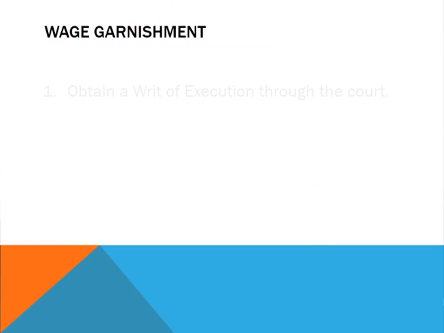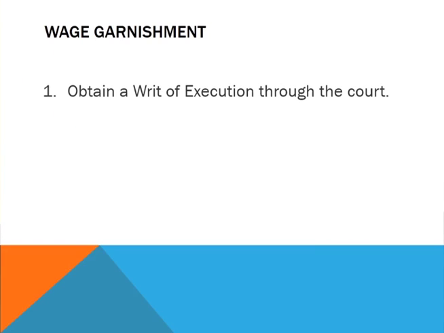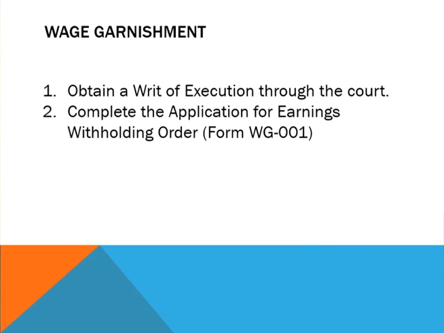Unlike bank accounts, where they might stash their money away in their mattress or move bank accounts frequently, most people need to work to live, and they will keep a job and not change it just because they owe you money. So you obtain your writ of execution through the court, and you need to complete an application for earnings withholding order, form WG-001.